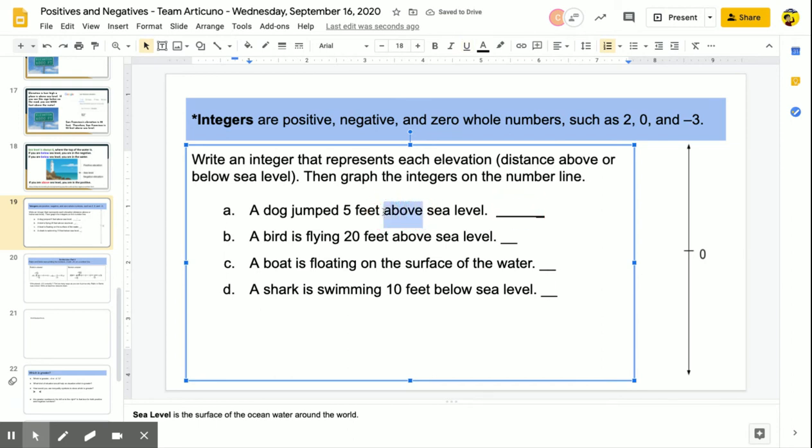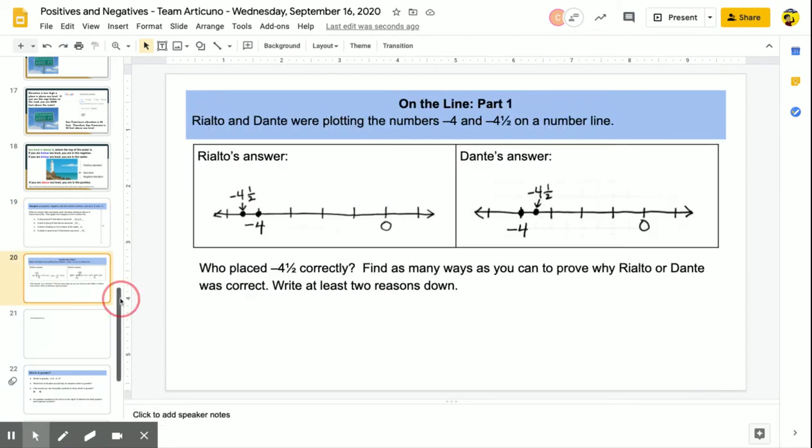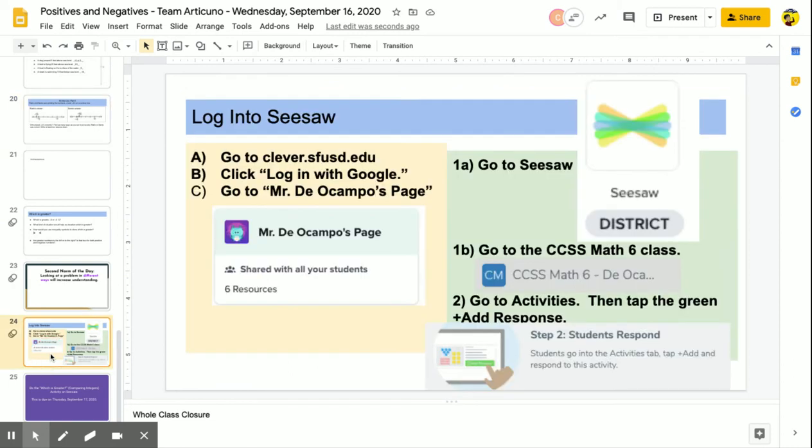There's a keyword called above right here. A dog jumped 5 feet above sea level, so we wrote positive 5 or just 5. A bird that flies 20 feet above sea level, that's just 20. A boat floating on the surface of the water, that's just 0. And a shark swimming 10 feet below, it's negative 10. Then we practiced putting those numbers on this vertical number line. It's a number line that goes up and down. We didn't get to slide 20, but we jumped straight into Seesaw.